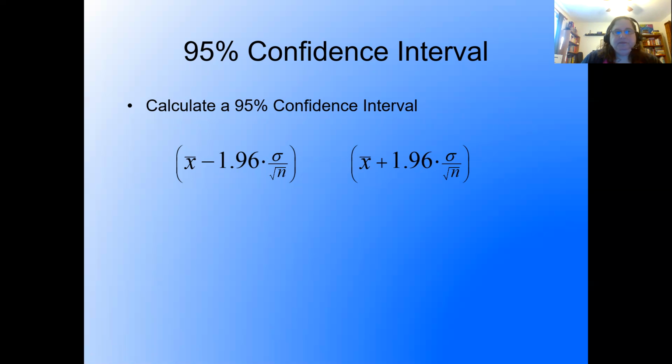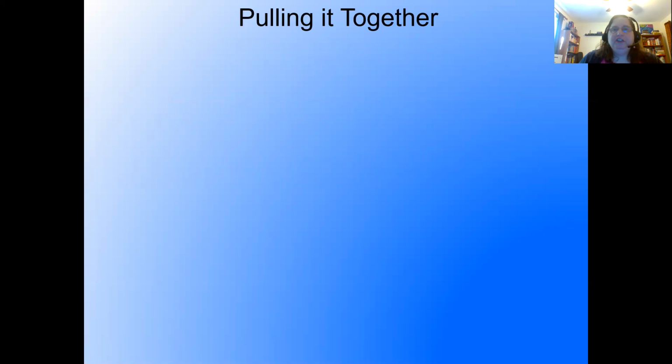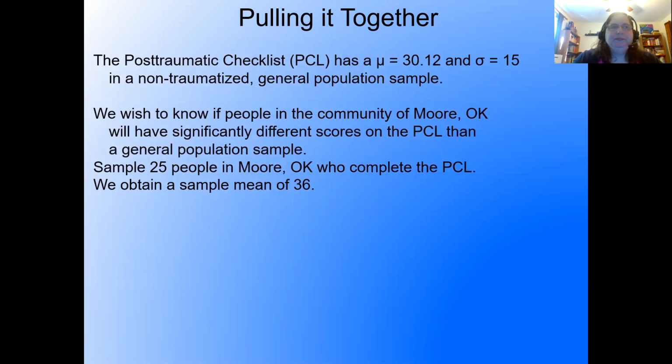Okay. Now let's pull it all together. Let's pull together everything we've been talking about with an example. The post-traumatic checklist, or PCL, has a population mean of 30.12 and a population standard deviation of 15 in a non-traumatized general population sample. Okay. We wish to know if people in the community of Moore, Oklahoma will have significantly different scores on the PCL than a general population sample.